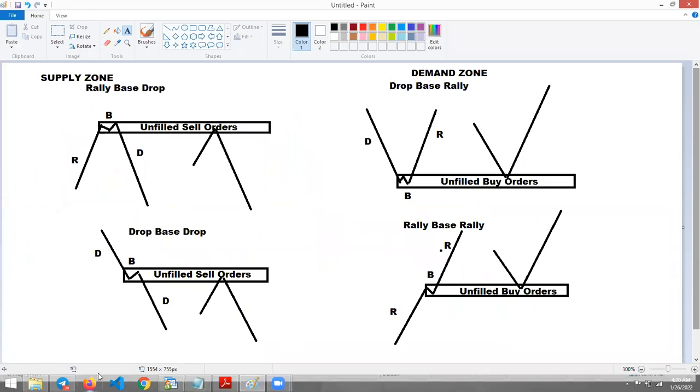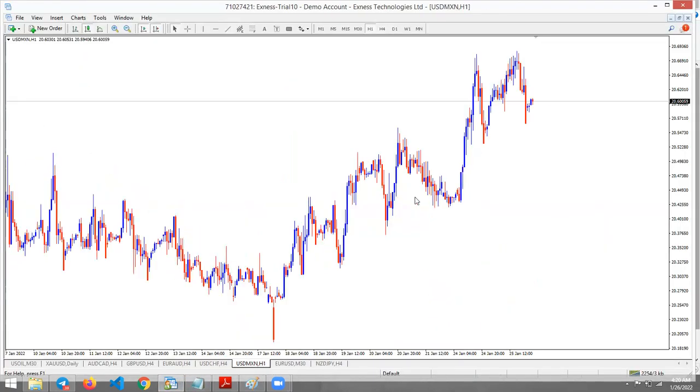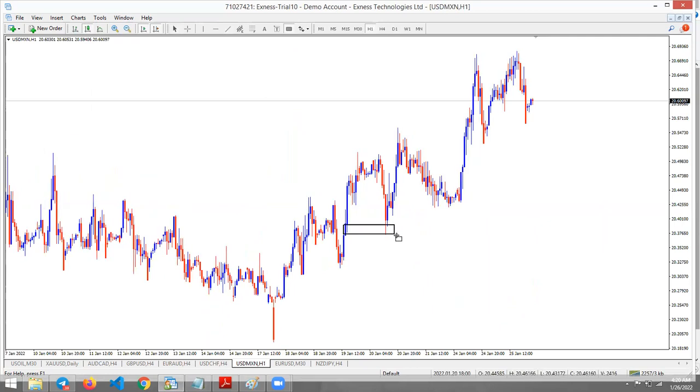And then finally, we have what we call the rally base rally. I think it was a recent example. So all these, we have a hidden base there, which is a rally base rally. Same thing here.